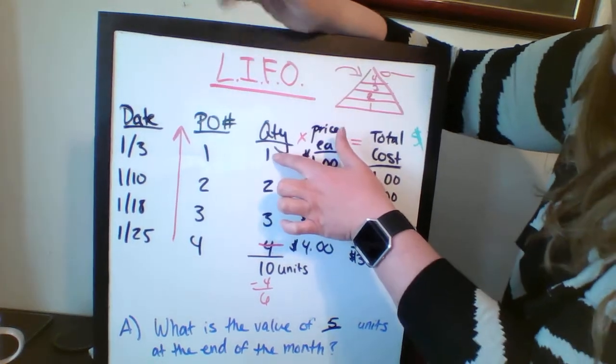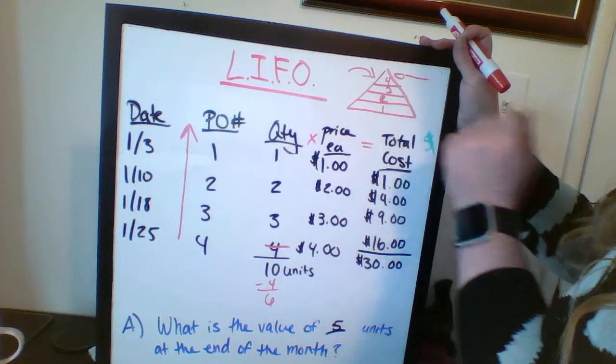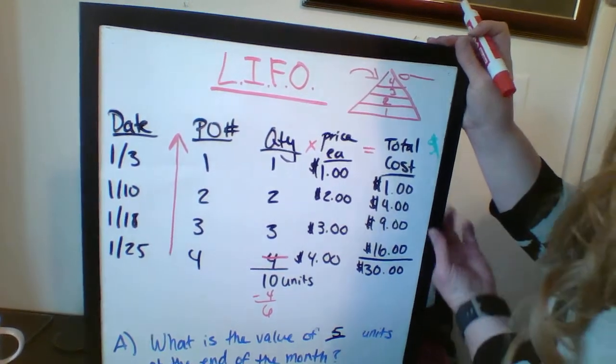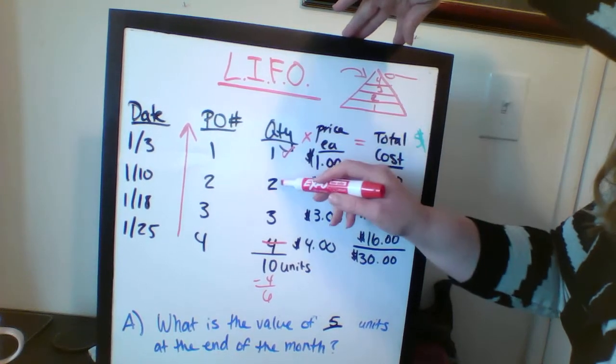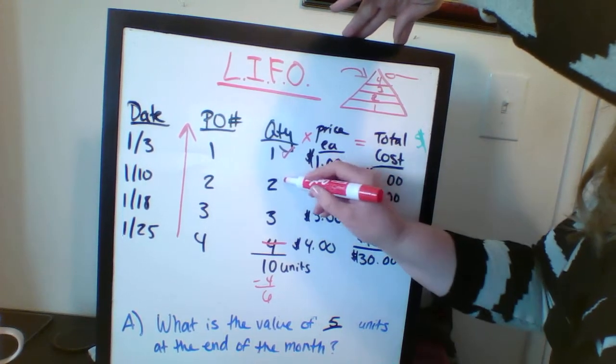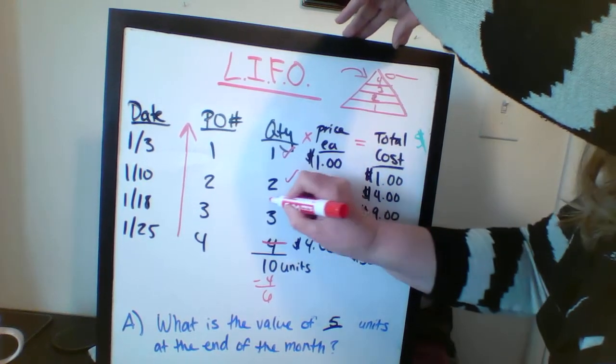So we're going to start, because in theory, the very first PO in bulk should still be here because it's what's on the bottom. So yes, in theory, 1 still exists. Cool. 1 plus 2 makes 3. That must still exist, right? Because we have a total of 5 units left on hand. So the problem is somewhere here.